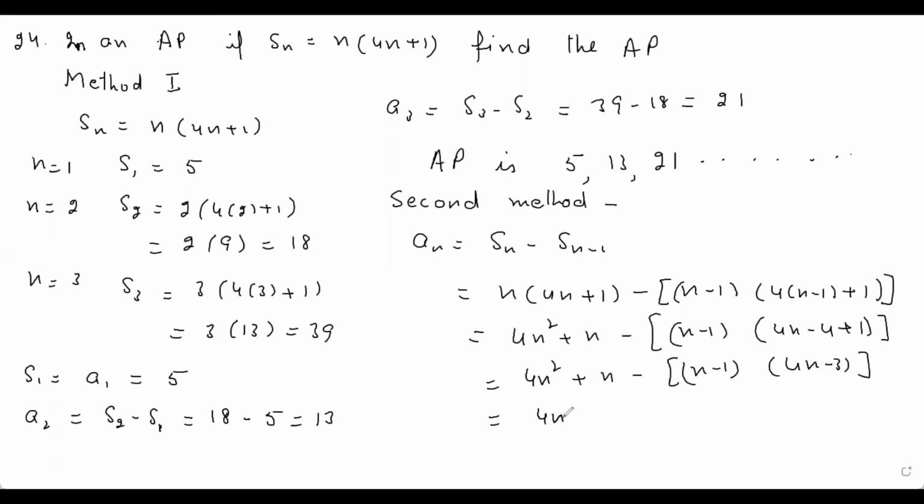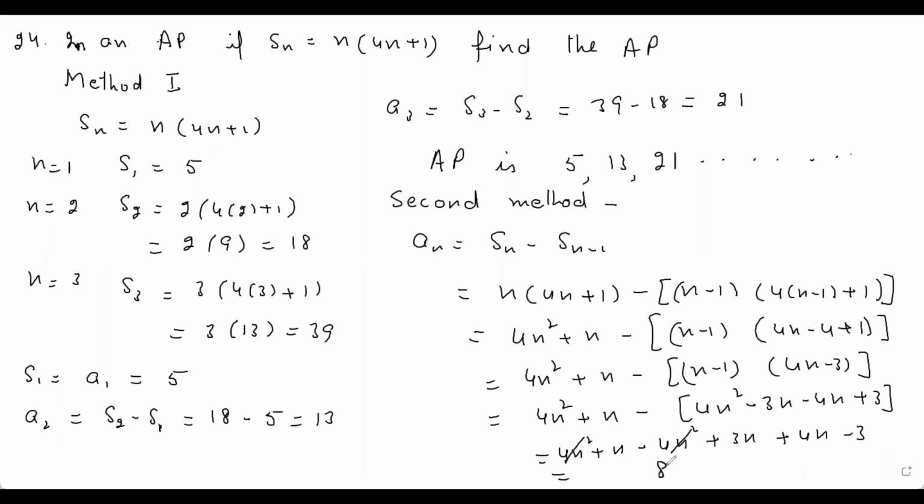That is equal to 4n square plus n minus, multiply these two brackets, you will have 4n square minus 3n minus 4n plus 3. This is equal to 4n square plus n minus 4n square plus 3n plus 4n minus 3. This and this is cancelled, 8n minus 3. So an is equal to 8n minus 3. Now substitute n is equal to 1.